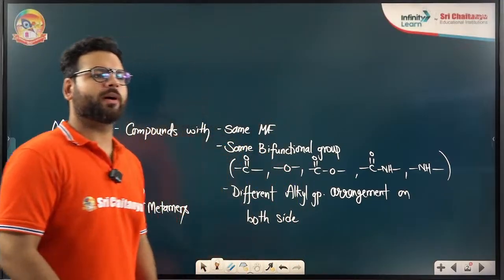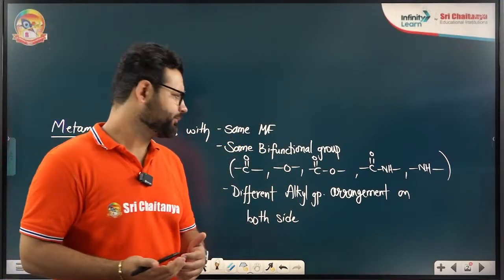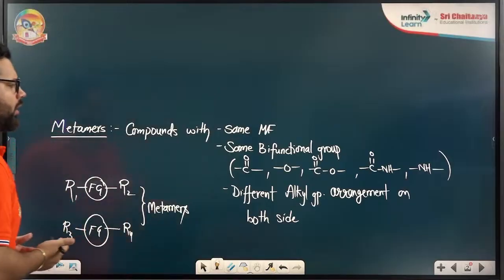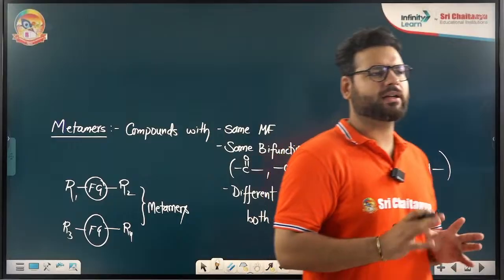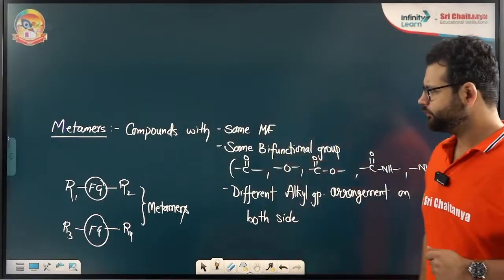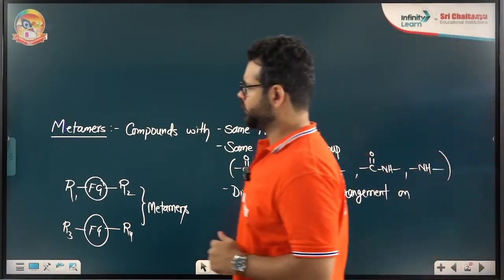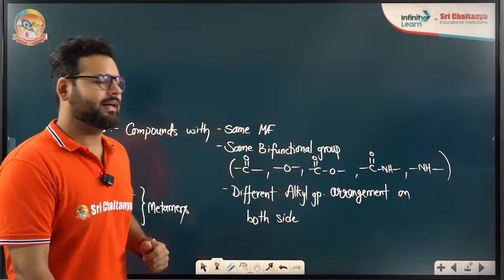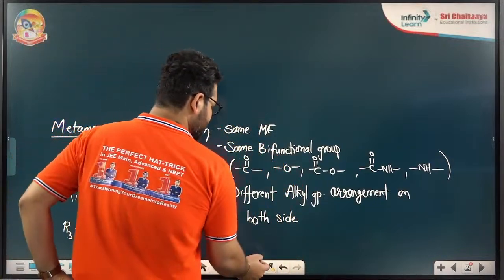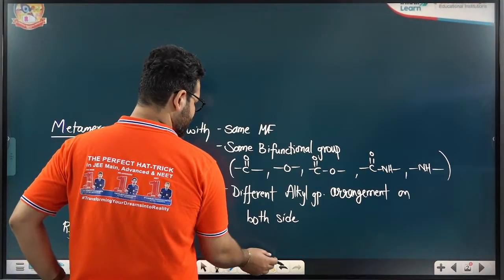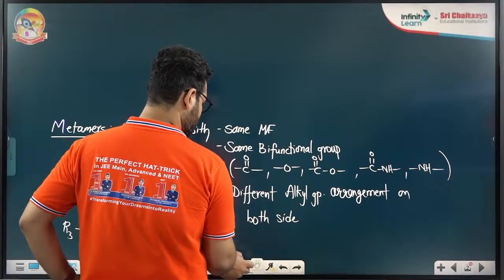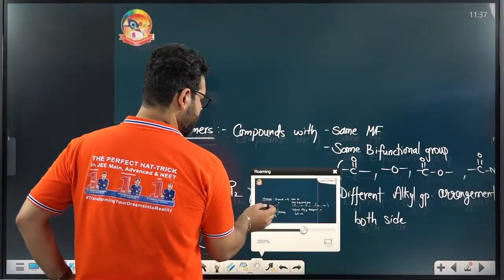Different alkyl group arrangement on both sides. Okay, so alkyl group arrangement should be different on both sides. That is the condition. Let us see a few examples of this and then we will move forward.